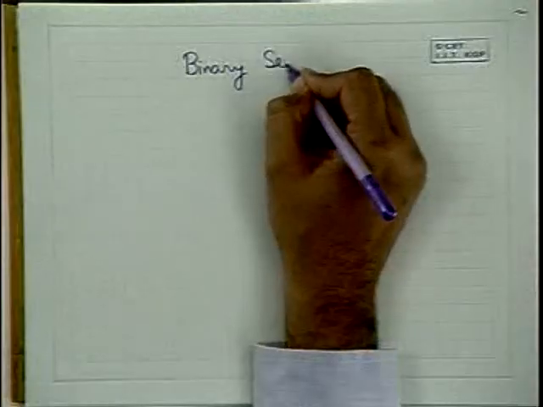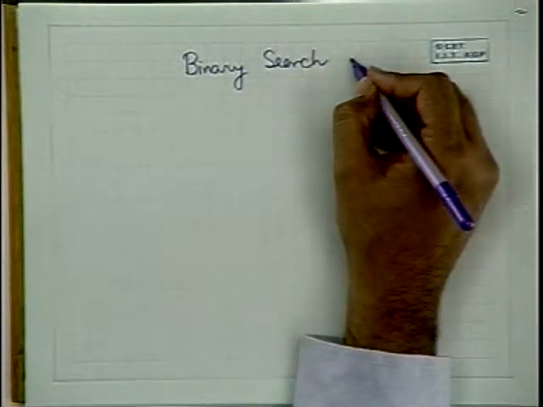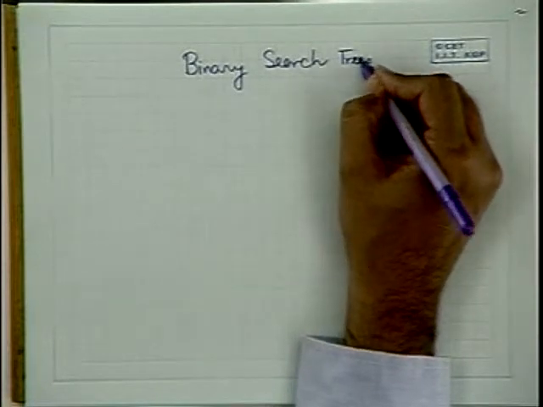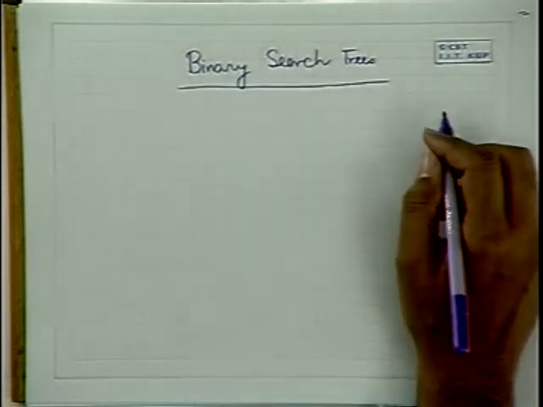Today we see a very important data structure in design and analysis of algorithms called binary search trees. The name itself says what it is good for. It's a data structure which facilitates search among a large database. So you already know what is binary search.